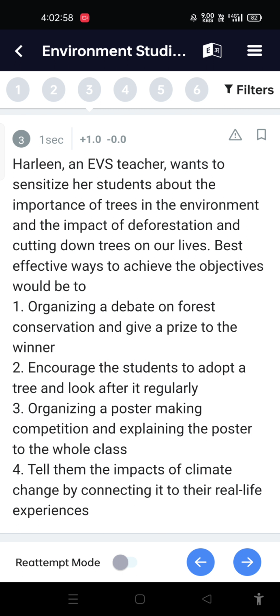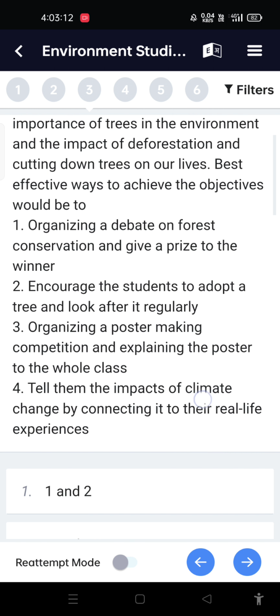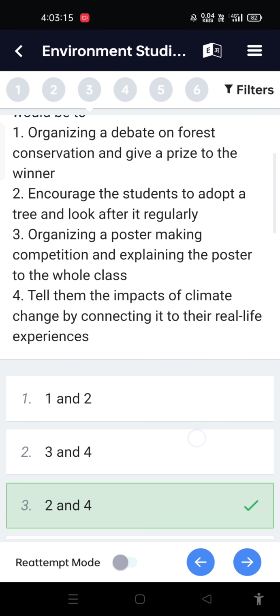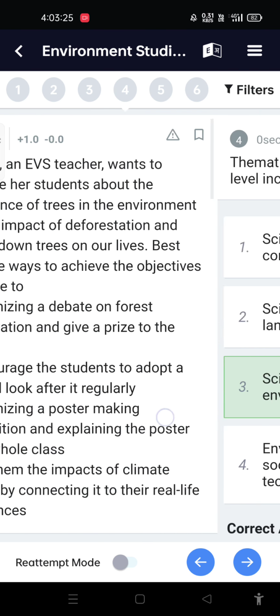Harleen, an EVS teacher, wants to sensitize her students about the importance of trees in the environment and the impact of deforestation and cutting down trees on our lives. The most effective ways to achieve the objectives would be to encourage the students to adopt a tree and look after it regularly, and tell them the impacts of climate change by connecting it to their real life experiences.